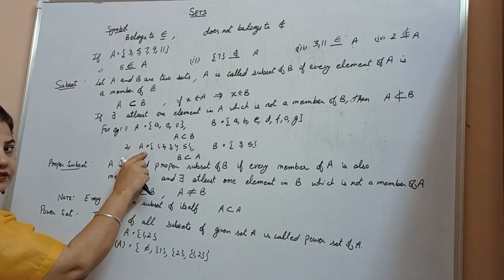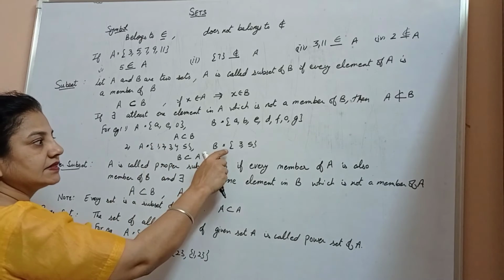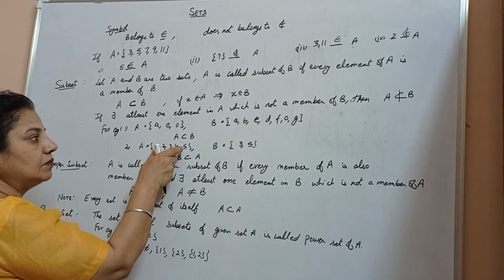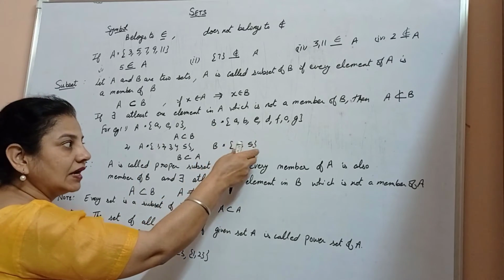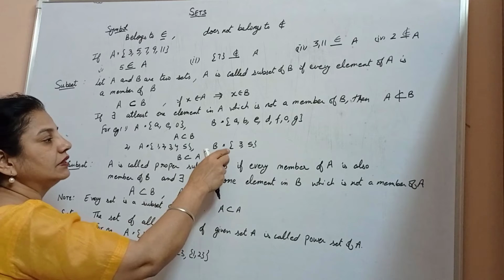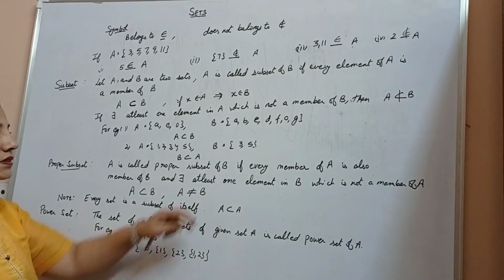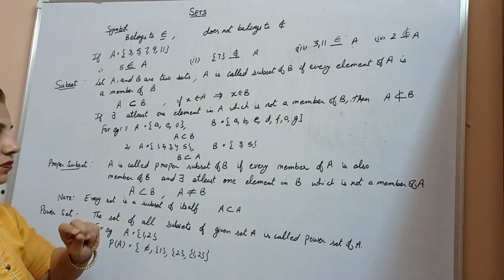Next we have a set A as 1, 2, 3, 4, 5, and in set B only 3 and 5 are there. So not all elements of A are in B, but all elements of B are in A. Therefore, in this case, B is a subset of A. So I will write B is a subset of A.